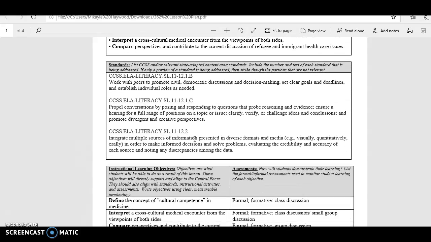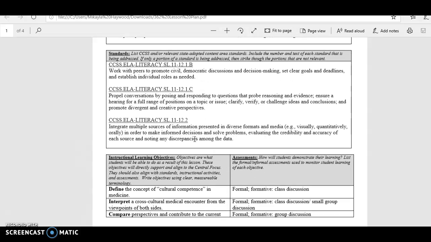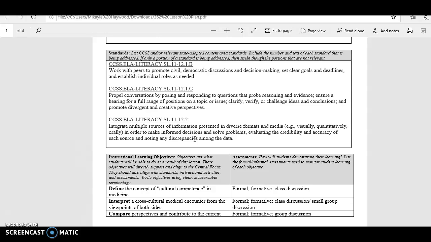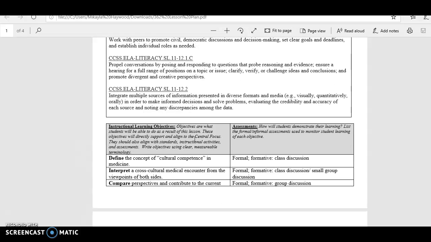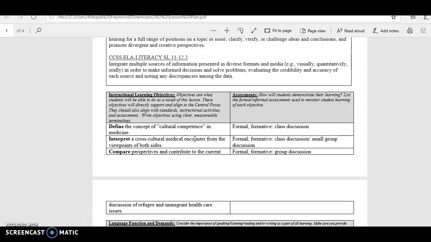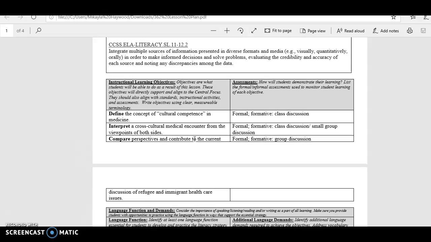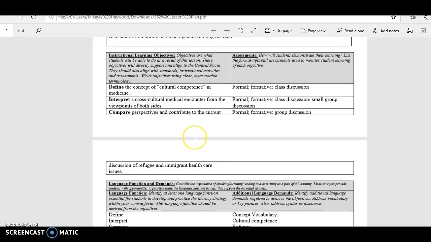For some reason, I always do my standards last because I feel like going back and forth through the standards is a little difficult sometimes. And then, since my lesson is geared around discussions, there aren't really summative assessments, they're more formative, because they're more class discussion, group discussion, small group discussion. And so students are going to define, interpret, and compare in their discussions.